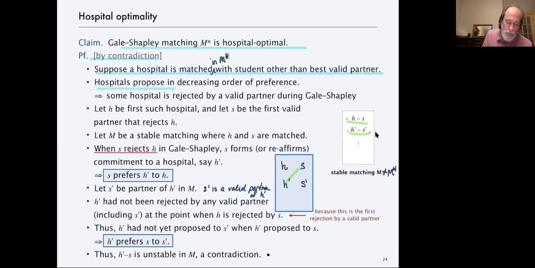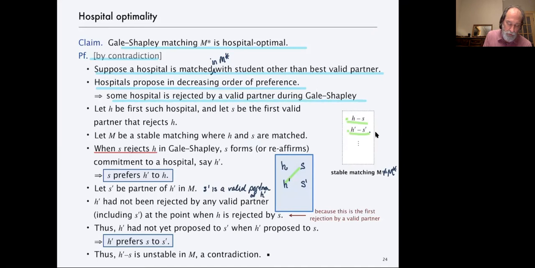Now we know that hospitals propose to students in decreasing order of preference. And so if a hospital is matched with a student that's not their best valid partner, it must be that before being matched with that student, they were rejected by a partner they previously proposed to, who is a preferred partner. So some hospital is rejected by a valid partner.